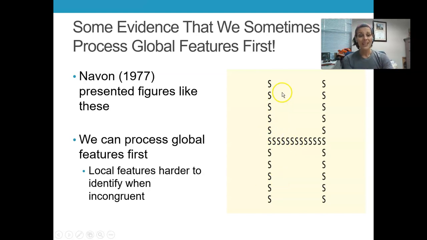On the other hand, if this H were made up of H's, so we had a congruency, it'd be easier to notice the smaller H's. So what's interesting is that us being able to identify the smaller features depends on whether or not they're congruent with the bigger letter. On the other hand, identifying the bigger letter doesn't seem to depend on congruency. We identify it equally well whether the local features match that global shape or not.